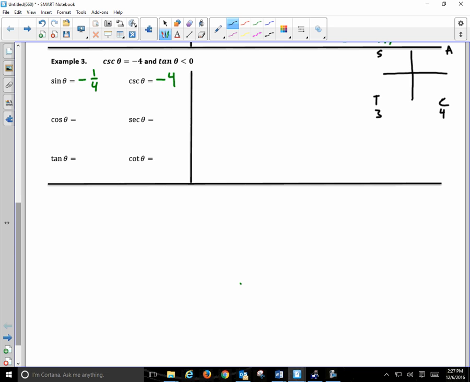Then it also says that tangent is negative. Where is tangent negative? Second and fourth. So which one did both of them occur in? The fourth quadrant. So I'm working in the fourth quadrant. So what's positive in the fourth quadrant? Cosine's positive, and tangent will be negative.